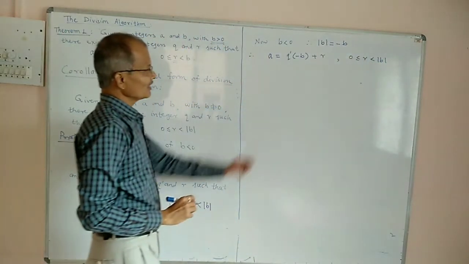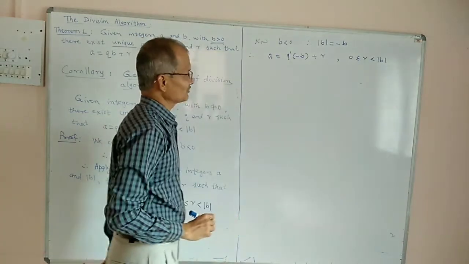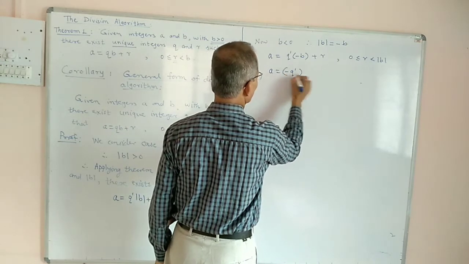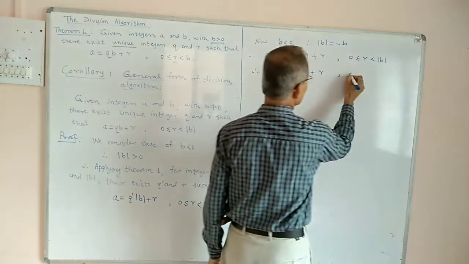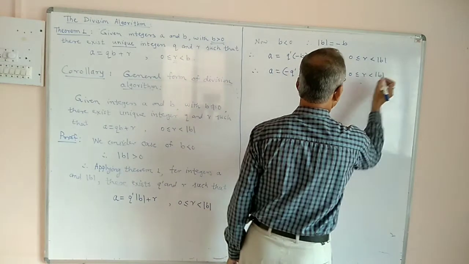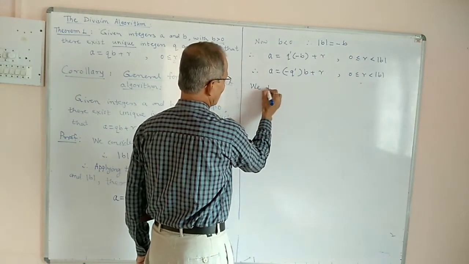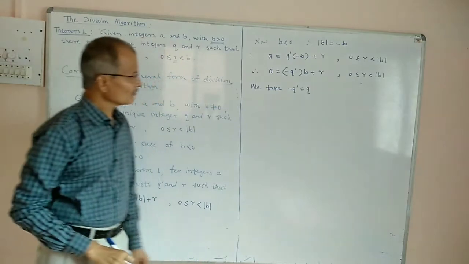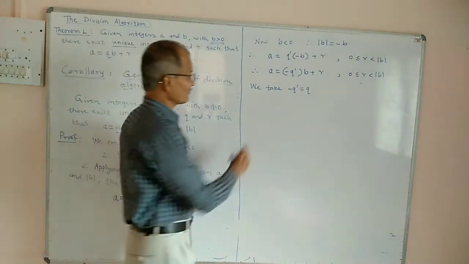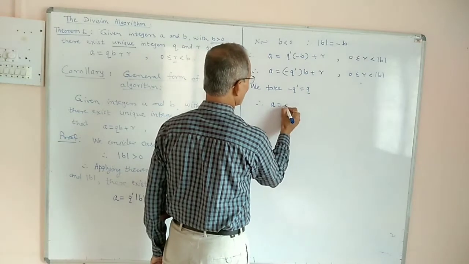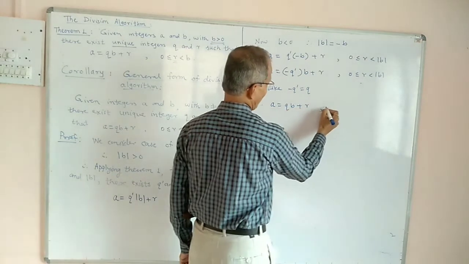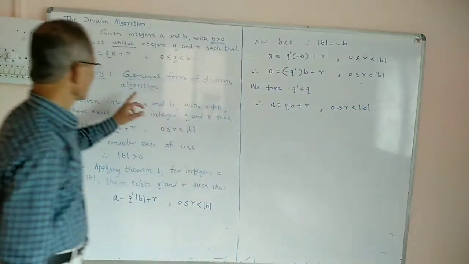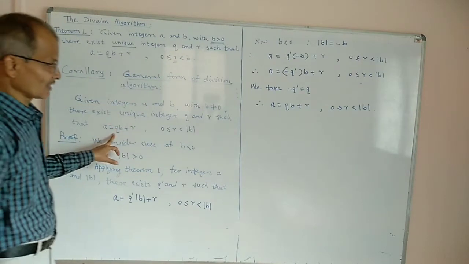And now we shall consider this negative sign with q dash, that is a equals minus q dash times b plus r, 0 less than or equal to r less than mod b. Now we take minus q dash equal to q. This number we shall consider as q, and therefore we have a equals qb plus r, 0 less than or equal to r less than mod b, and this proves the result. Hence you see this is the corollary, hence the result.